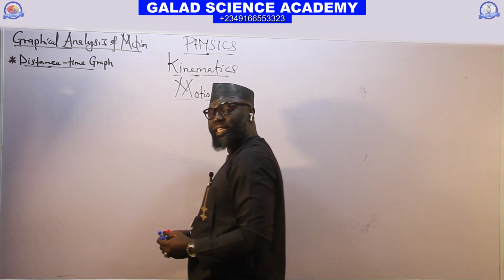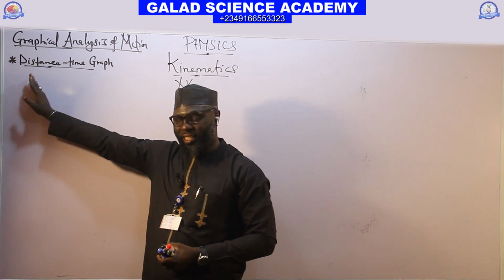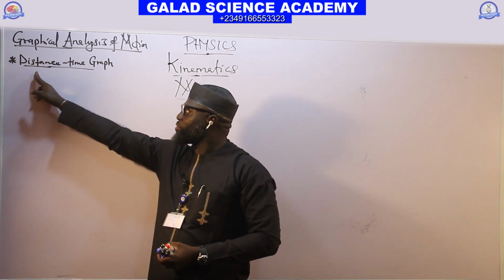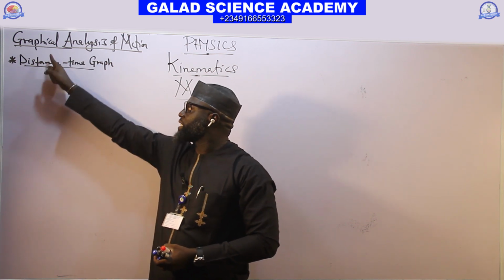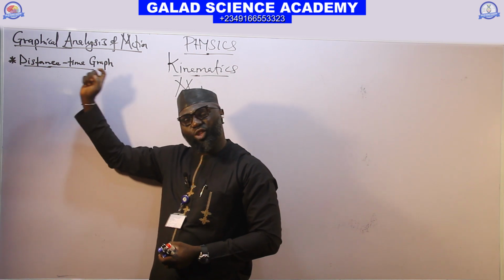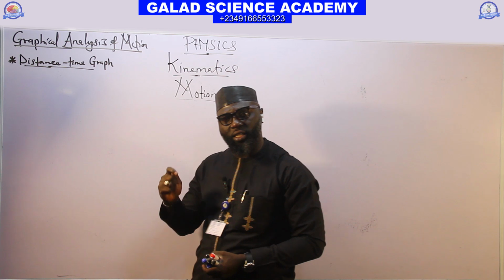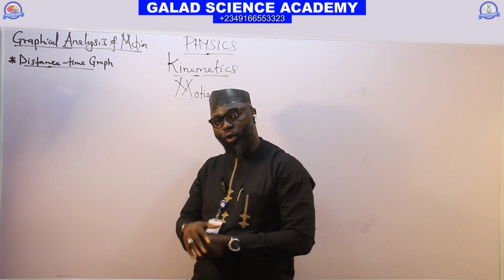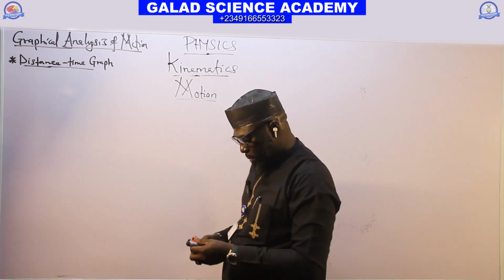In this distance time graph, here we are plotting a graph of distance against time. Whenever you are plotting a graph of distance against time, the slope or the gradient of the curve is speed. The gradient of the curve is speed. Let us look at it now.